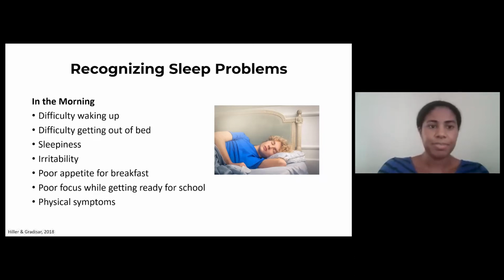Okay, so yeah, in the morning it would be hard to wake up. And then, it would also be challenging to actually get out of bed too. Certainly you would feel sleepy, more irritable. You likely won't feel very hungry at that time. It's going to be a lot harder to focus on getting ready for school and preparing for the day.